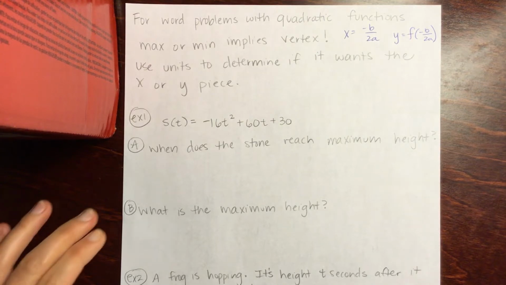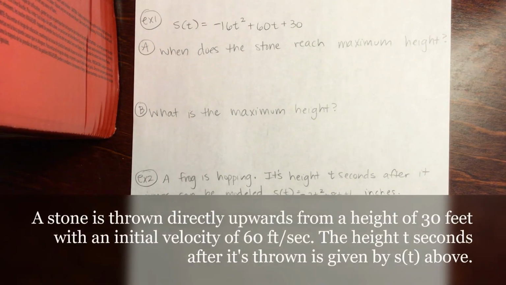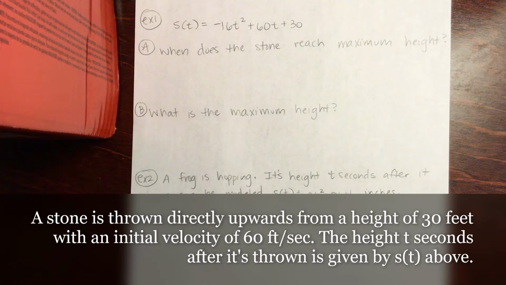Let's do some examples. A stone is thrown directly upwards from a height of 30 feet with an initial velocity of 60 feet per second. The height in t seconds after it's thrown is given by the s of t equation above. When does the stone reach its maximum height?